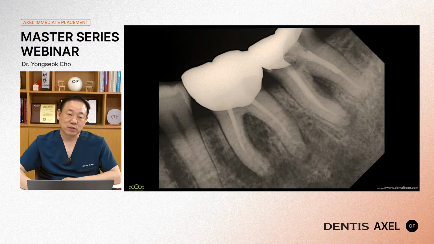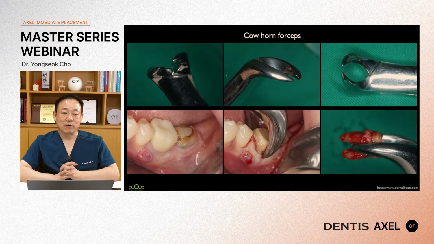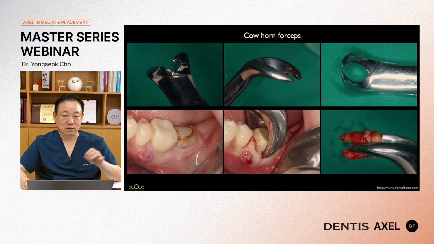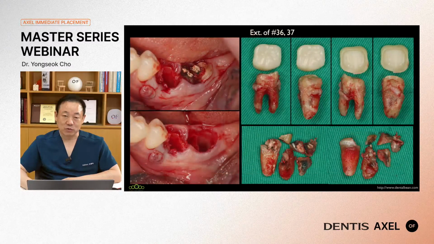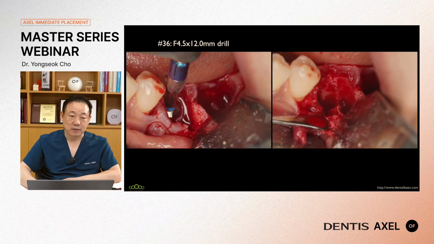How to extract the tooth? I already showed you. The best is using a Cajon forceps, especially when it is a furcation-involved case with a sound crown. It's a very nice tool to extract teeth. After extraction, the socket was cleaned using a dentist drill, and I prepped the osteotomies one by one.